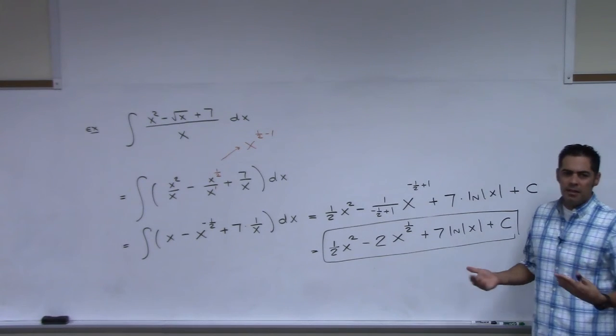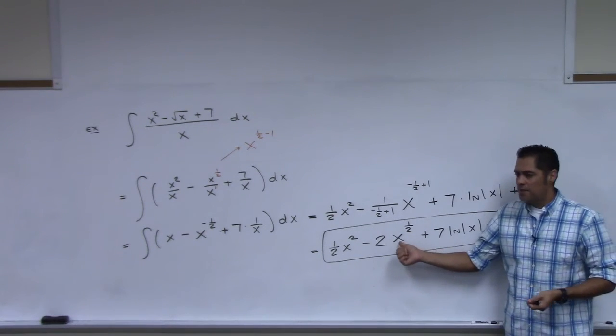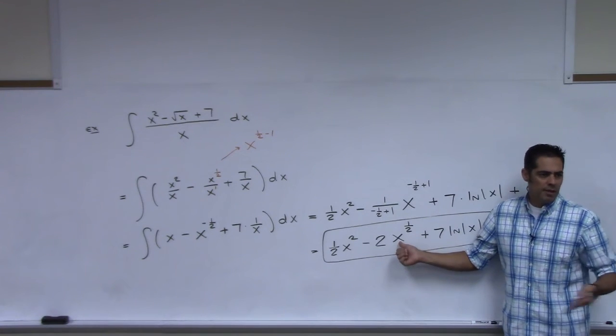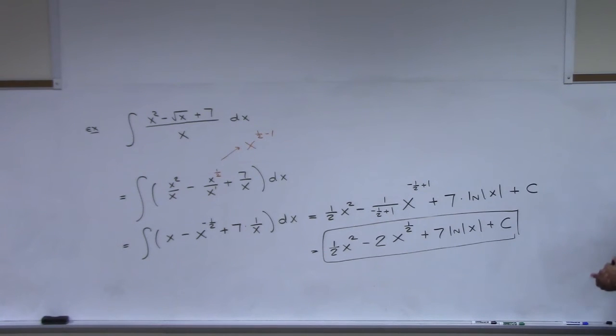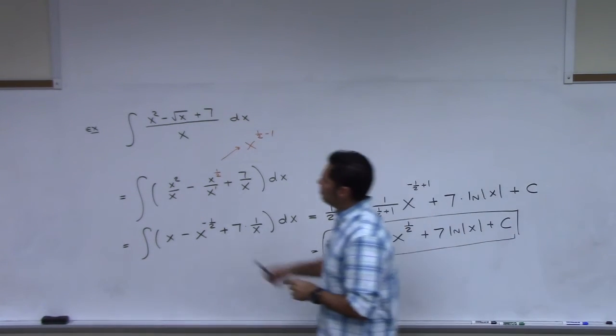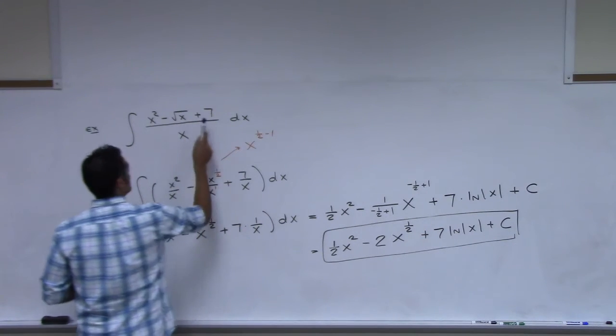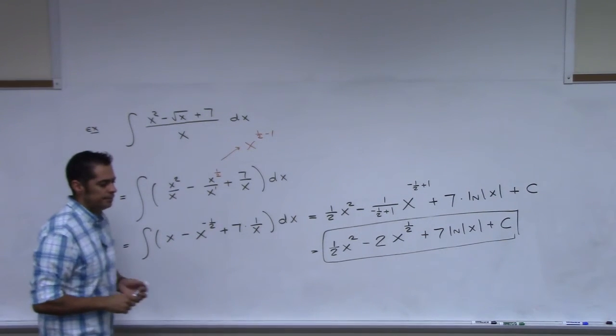Now, if you're looking in the back of the book for an answer, they might rewrite this as the square root of x, but it's correct, right? It's correct. Questions? So if we have a single term on the bottom and multiple terms on top, we can try splitting it up.